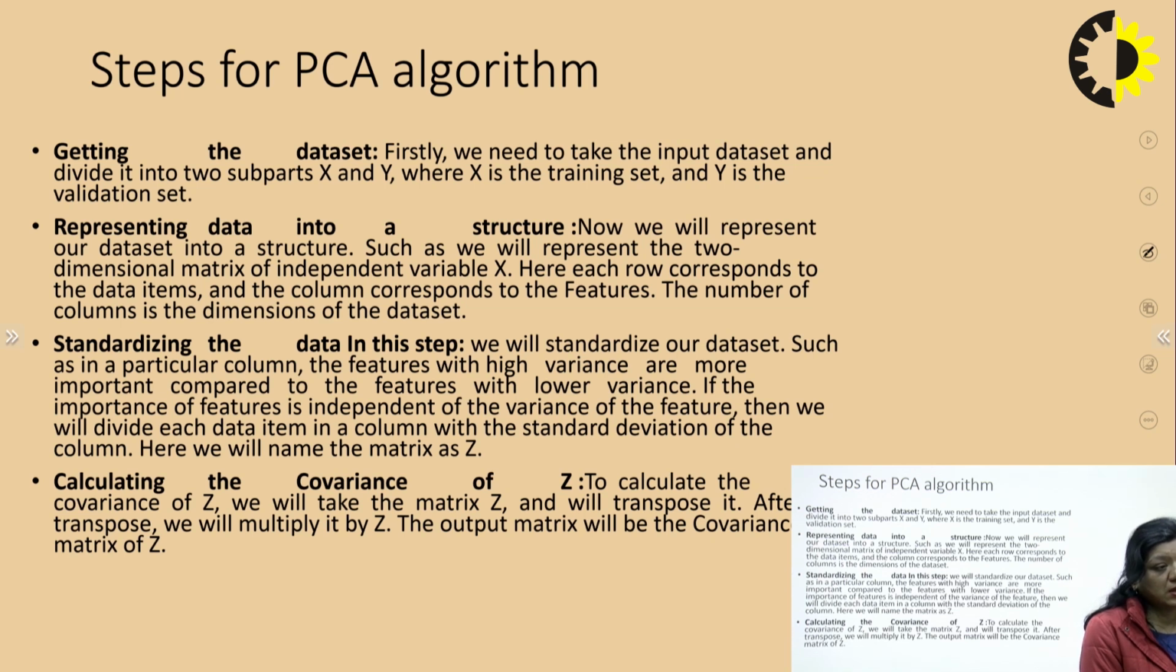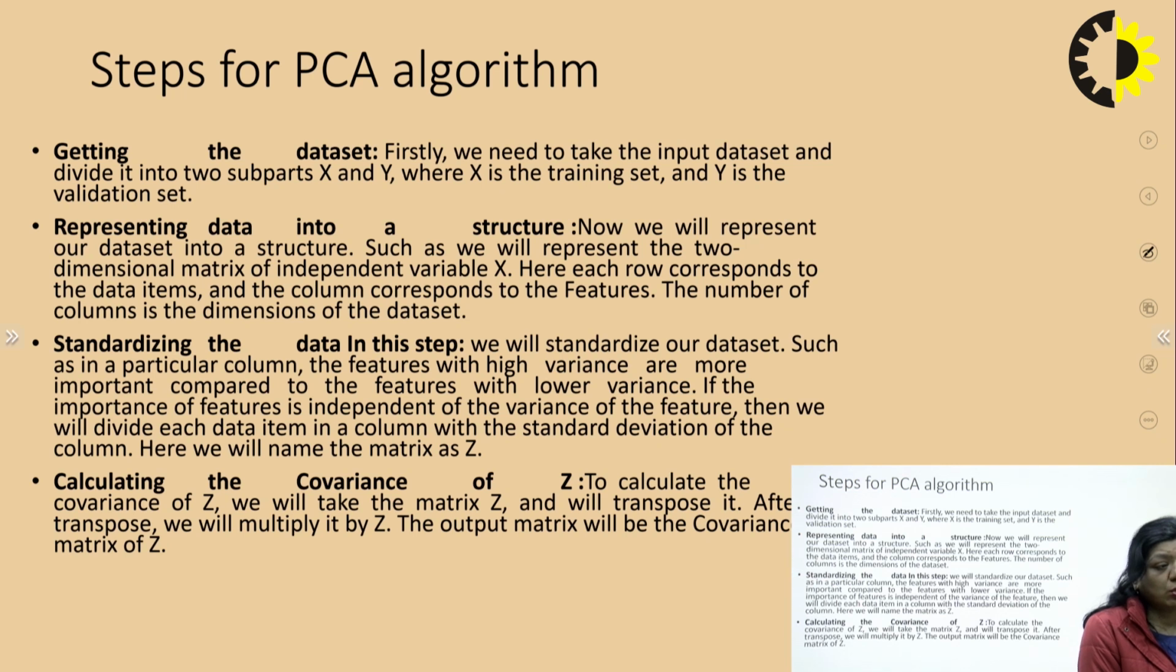Now we will standardize our data set. In a particular column, the features with high variance are more important compared to the features with lower variance. If the importance of a feature is independent of its variance, then we will divide each data item in a column by the standard deviation of the column. Hence we will name the matrix Z.